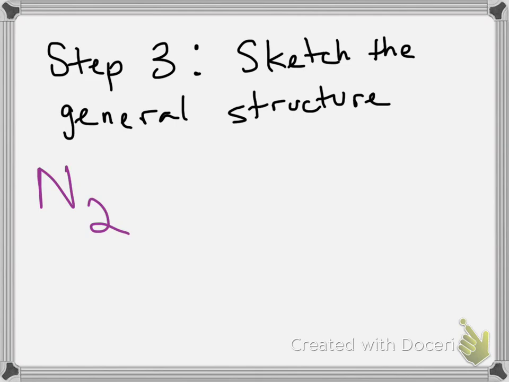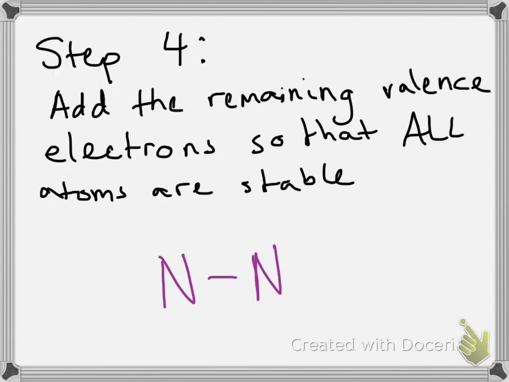So the general structure is going to just be N and N bonded together. And remember, this bond is 2 electrons. So now we need to add the remaining electrons so that all of the atoms are stable and we have a stable molecule. So we start with 10 valence electrons. In this bond, we have 2 valence electrons. So now we have 8 remaining.